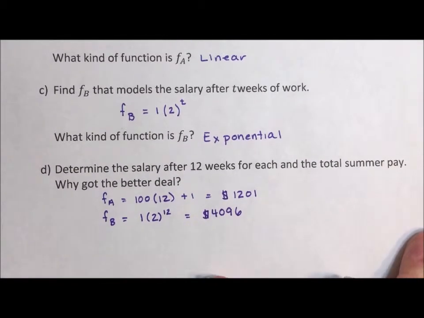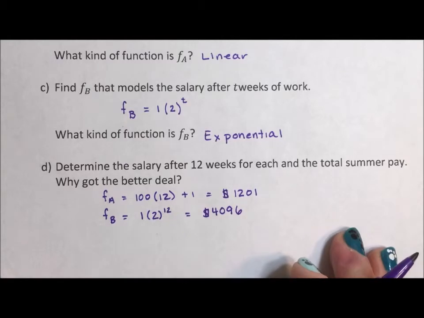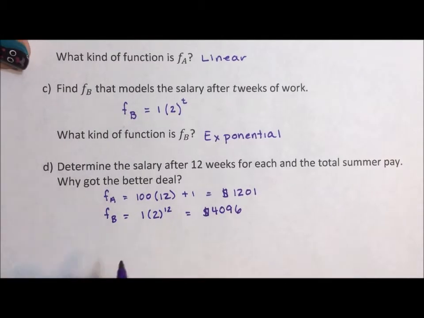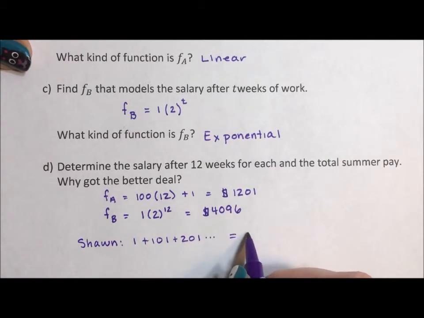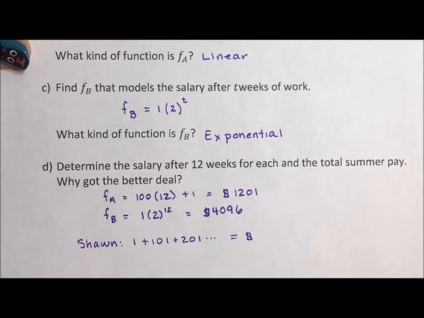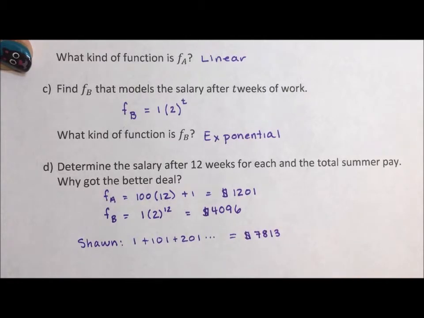But here's the thing. We want to know after 12 weeks who made more money. So for Sean, what you have to do is you have to add them all up. So for Sean, you have to take 1 plus 101 plus 201 plus 301 plus 401. And at the end of the summer, Sean's final salary is $7,813. Not a bad deal.